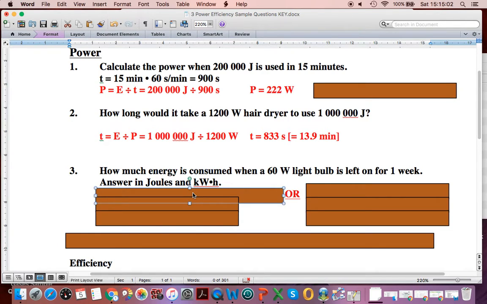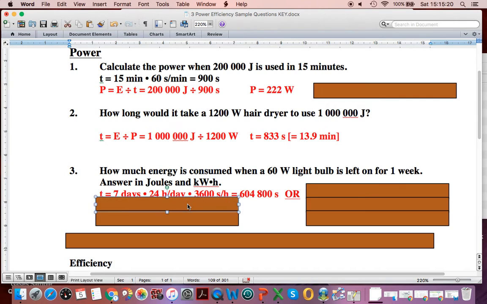A 60-watt light bulb is left on for a week, and we want to know, what is that energy in joules? And what is it in kilowatt hours? Well, energy equals power times time. So first of all, if we're going to go for it in joules, we need our time in seconds. So we have to know how many seconds in a week. So we went 7 days in a week times 24 hours every day times 3,600 seconds every hour. And we get 604,800 seconds.